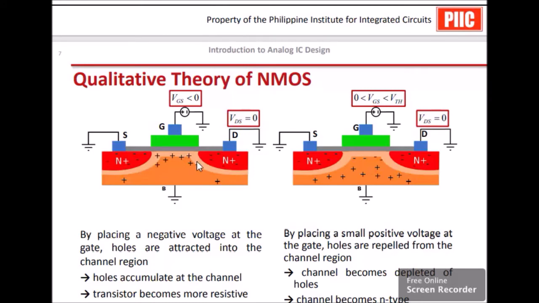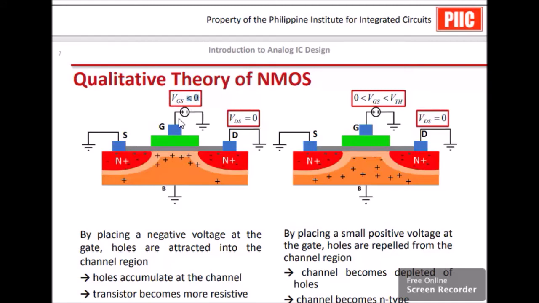Tingnan din naman natin, meron bang tulay? Kasi, isipin natin, hindi porket may tulay, may tubig na dumadaan, may current. So, kahit may tulay dito, kung wala ka namang VDS, wala ka rin current. Kahit may tubig, kung walang tulay, hindi rin. Okay, so sabi, nilagyan na ng VGS which is less than zero. Less than zero, ibig sabihin negative. Okay?